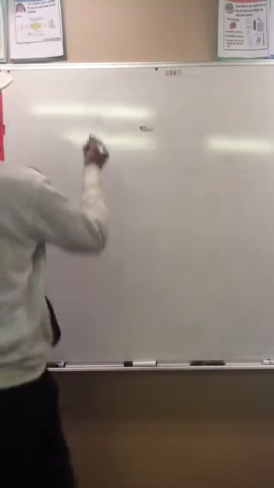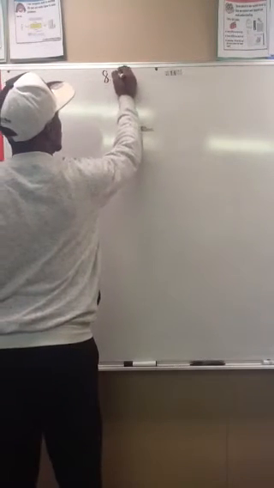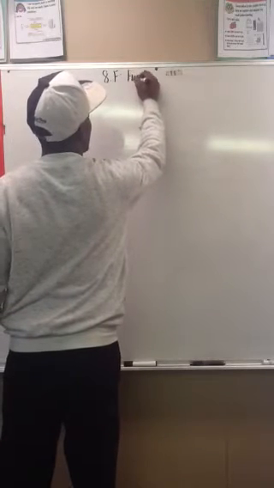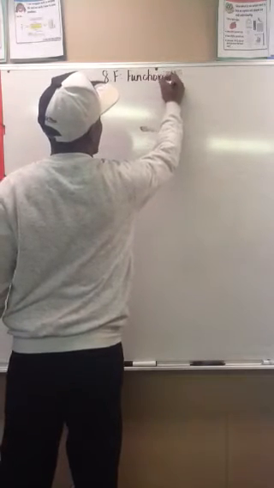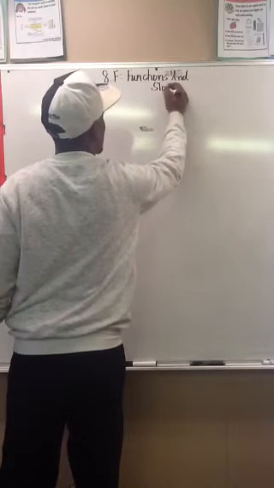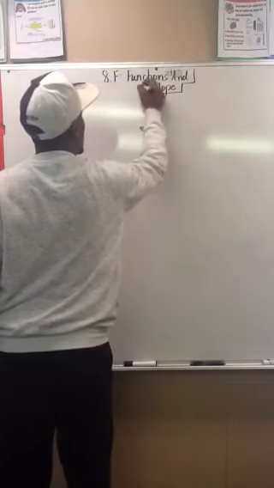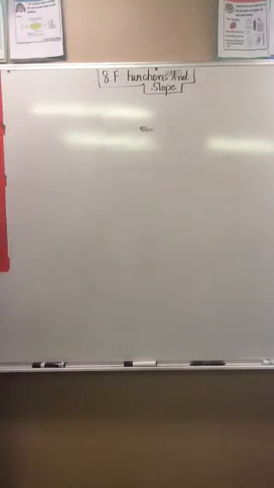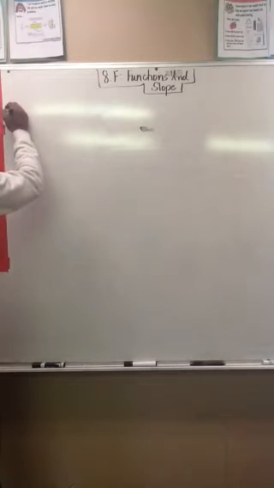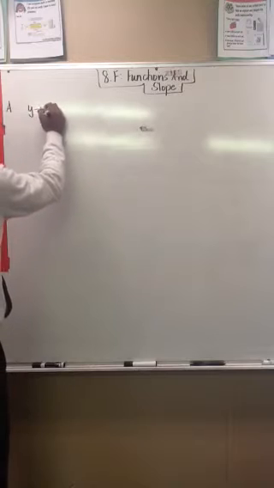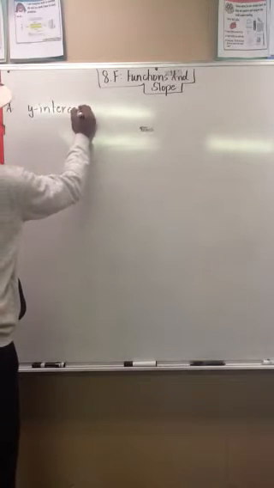All right, this lesson is 8.F, which stands for functions, and we're going to talk about functions and slope. Okay? We know that for functions, for every input, there's only one output. So let's talk about vocabulary right quick. Let's talk about the intercepts. Well, what's a y and an x-intercept?